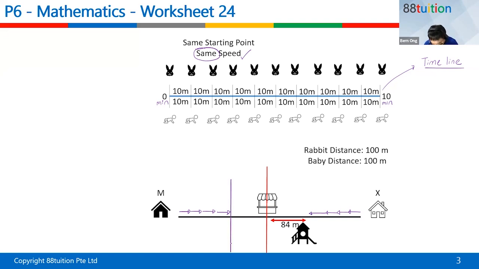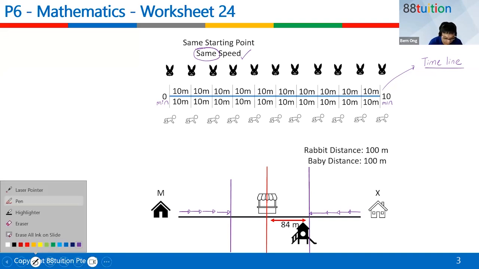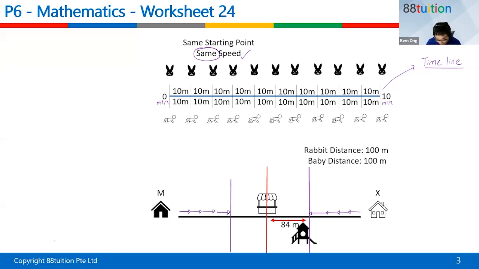Where else? Xavier already reached the playground. Can you see or not? If they are of the same speed. But we know that Mark is faster, according to the question. Can you see that? And we also know one thing. We know that the shopping mall is actually in between Xavier's house and Mark's house.